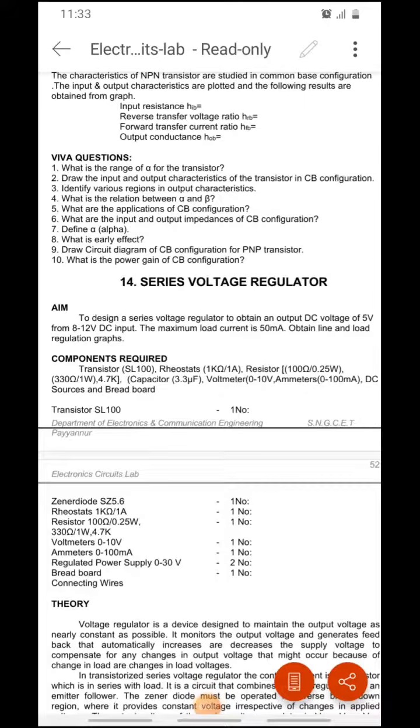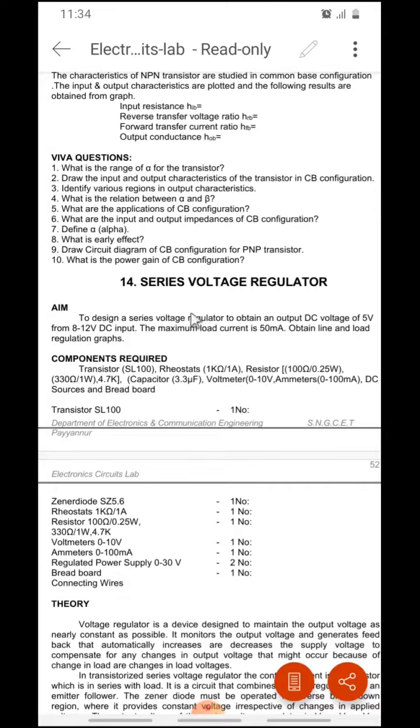Dear students, today we are going to discuss the transistor series voltage regulator, and in this case we will be doing the experiments for line regulation and load regulation. The aim of the experiment is to design a series voltage regulator to obtain an output DC voltage of 5 volt from 8 to 12 volt DC input, with a maximum load current of 50 milliampere. Obtain line and load regulation graphs.